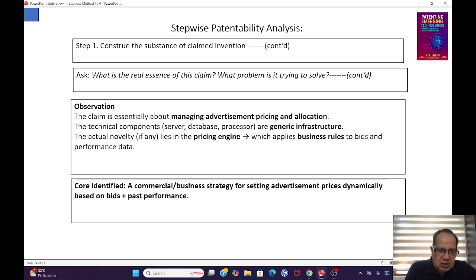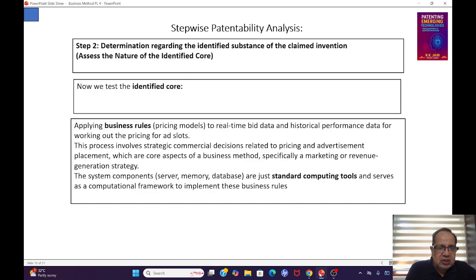So hence the core of this claim is a commercial business strategy for settling advertisement prices dynamically based on the bids plus past performance of the advertisement slots. Now we test the identified core. If we are going to apply these business rules to the real-time bid data and historical performance data for working out the pricing for ad slots.